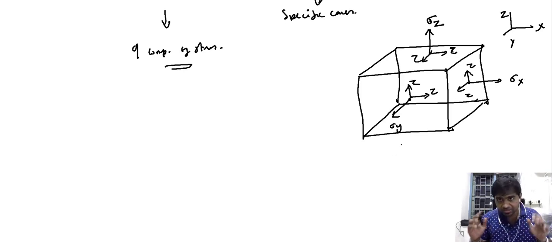Now when you consider the shear components of the stresses, we need 2 indices because they are acting along a plane and they are pointing in a specific direction. So when you consider these shear components, the ones in red, they need 2 indices because they are acting along a plane and in a specific direction.